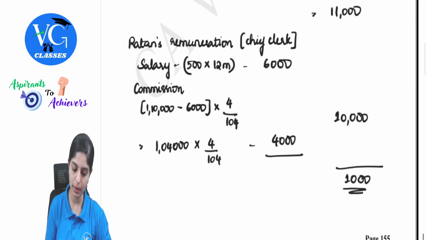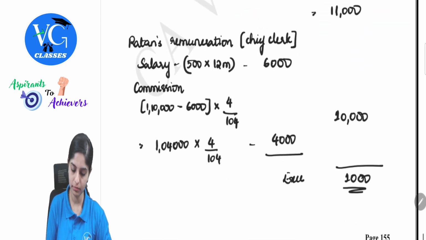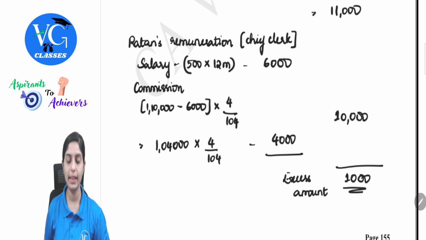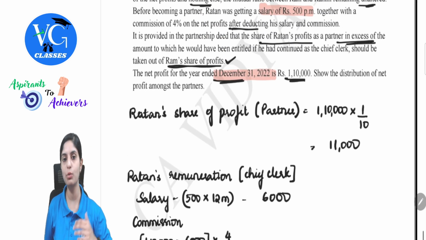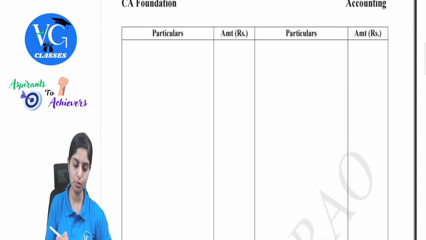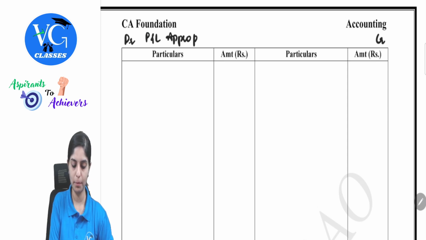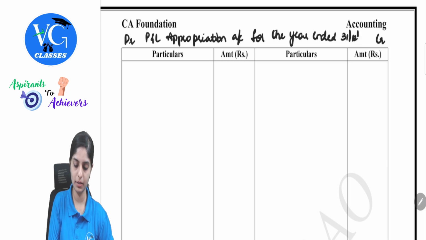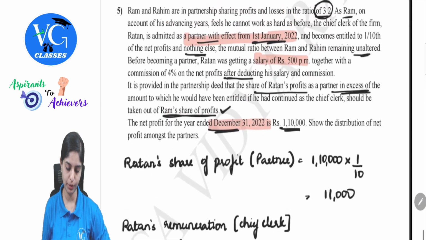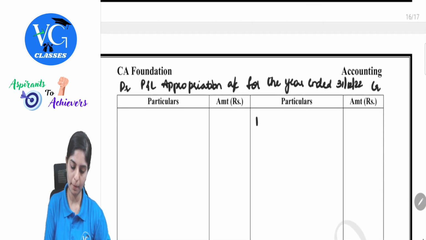So this is nothing but excess amount for which he is acting as a partner. Now this excess has to be taken from whom? Ram. Ram is ready to guarantee this. So what we are supposed to do is prepare this in the P&L Appropriation Account for the year ended 31st December, I guess 2022.